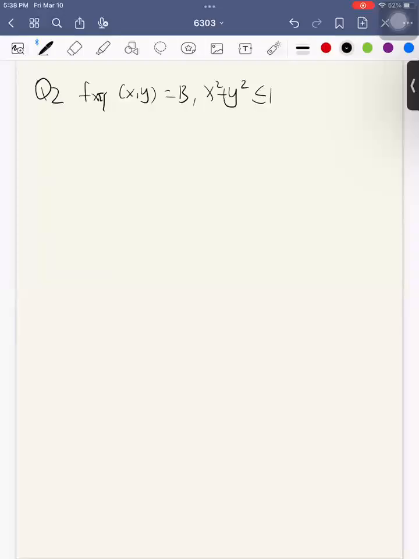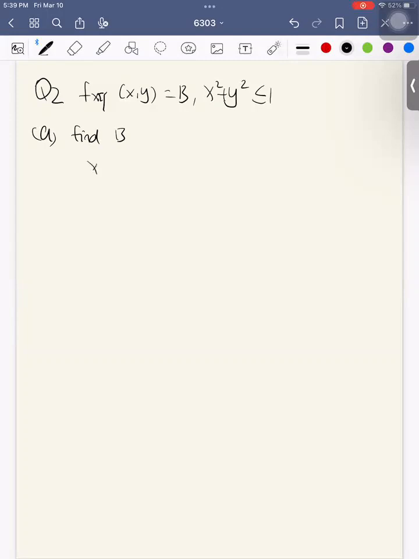Hello everyone. Today we talk about question 2 of homework 6, and let's look at the question. The question gave us f(x,y), it looks like that, and part A asks us to find b so that the above defined function is a valid joint PDF.